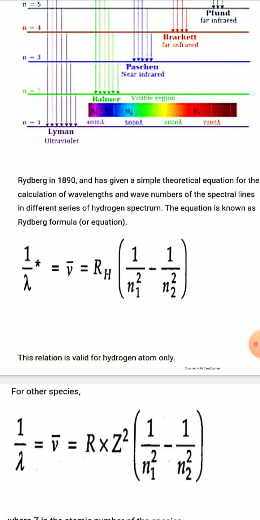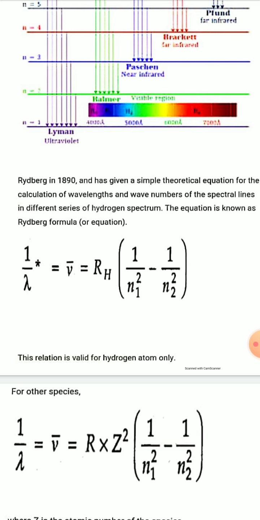where RH, or sometimes written as only capital R, is called the Rydberg constant, and the value of RH or R is 109,677 centimeter inverse. N1 and N2 are such that electronic transition occurs from the N2 energy shell to the N1 energy shell, where N2 is the higher energy shell and N1 is the lower energy shell. And this equation is valid for only the hydrogen atom.